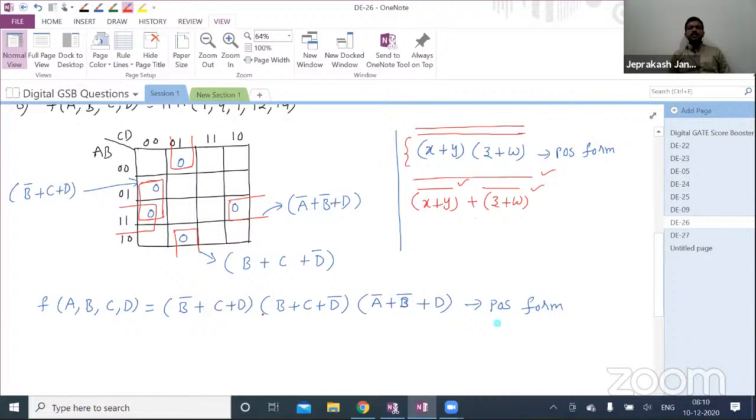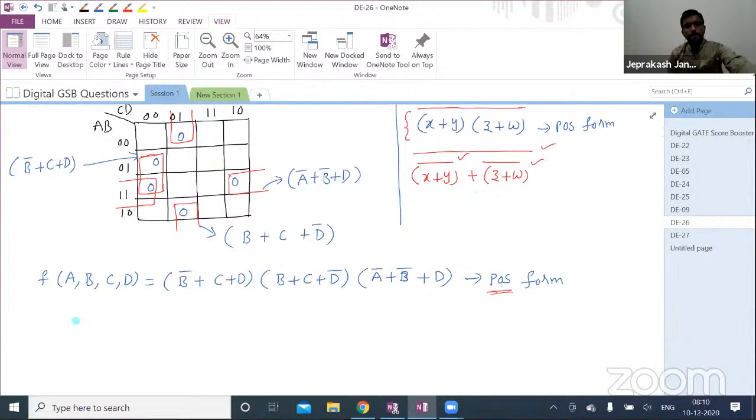Yeah, very good, Shweta. So now you have to apply 2 times complement. You will get the same functionality. Leave the external complement as it is. For the inner complement, use De Morgan's law. Here you have 3 terms, right?